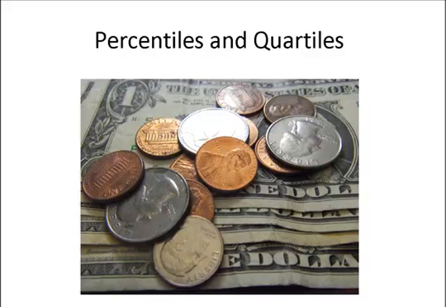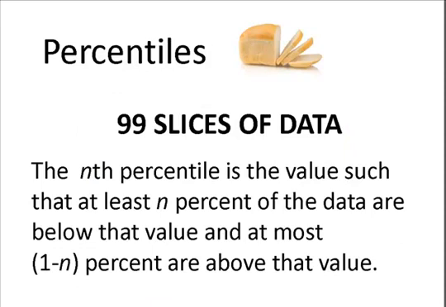Okay, ladies and gentlemen, let's talk a little bit about percentiles and quartiles. We're going to think about percentiles as slicing data, just like we would slice a loaf of bread. What we do is we can take a data set and slice it into 99 pieces. Technically, there's 100, but we don't count the heel because 100 slices of data is all of the data. We refer to this as the nth, n representing the number of the percentile.